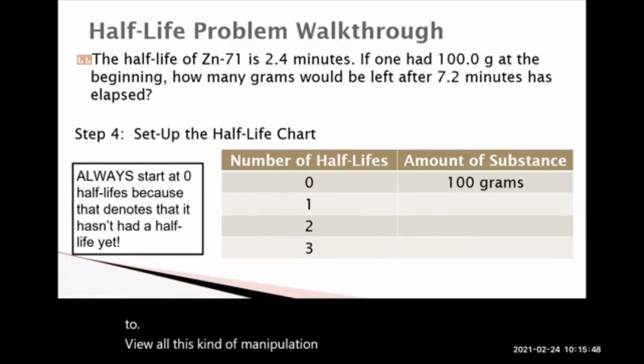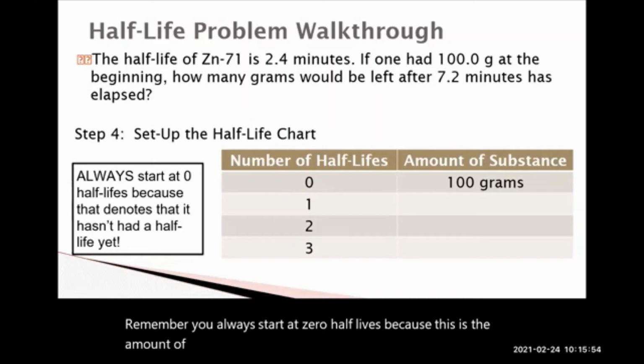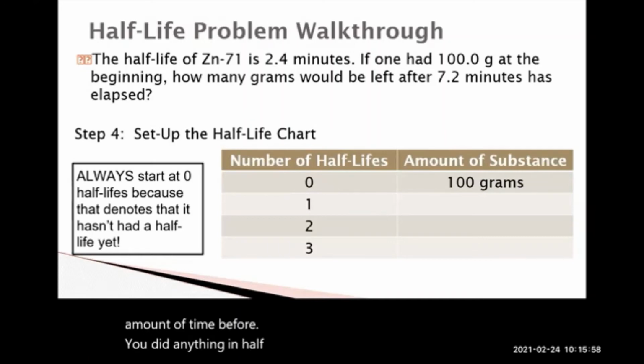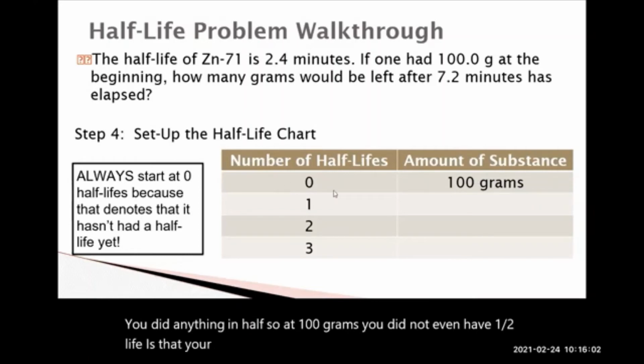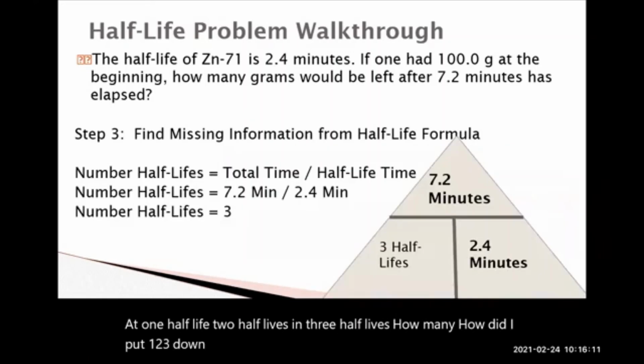So I always do the chart. Remember, you always start at 0 half-lives, because this is the amount of time before you did anything in half. So at 100 grams, you did not even have 1 half-life. So that's your 0 half-life. Then 1 half-life, 2 half-lives, and 3 half-lives. How did I put 1, 2, 3 down here? Because on step 3, we figured out we'd had 3 half-lives.